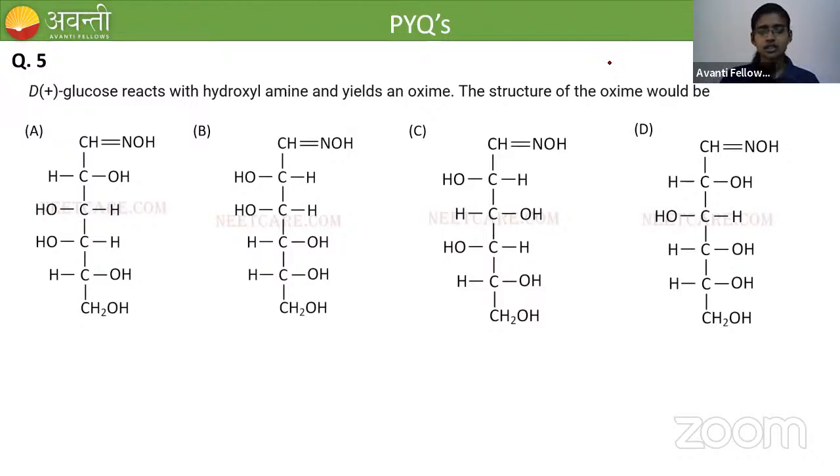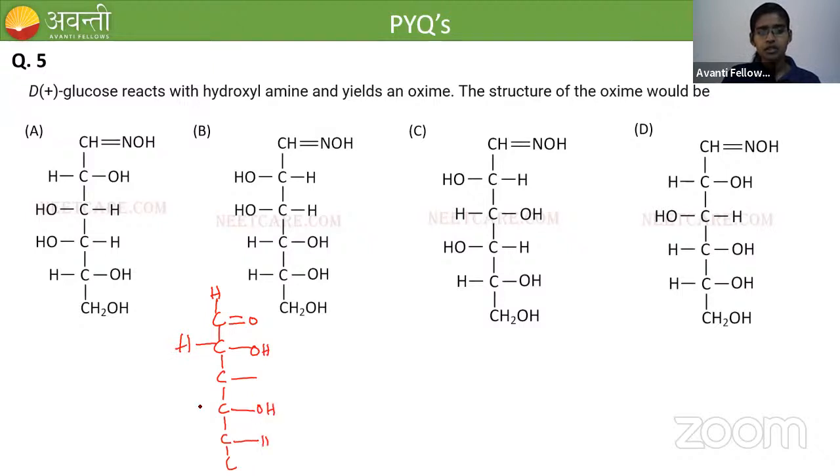So what is the structure of glucose? In glucose we have 6 carbons connected in a linear fashion, and the first carbon has a CHO aldehyde group. On the second carbon, OH will be on the right side and H on the left side, and the fourth carbon and fifth carbon are the same.